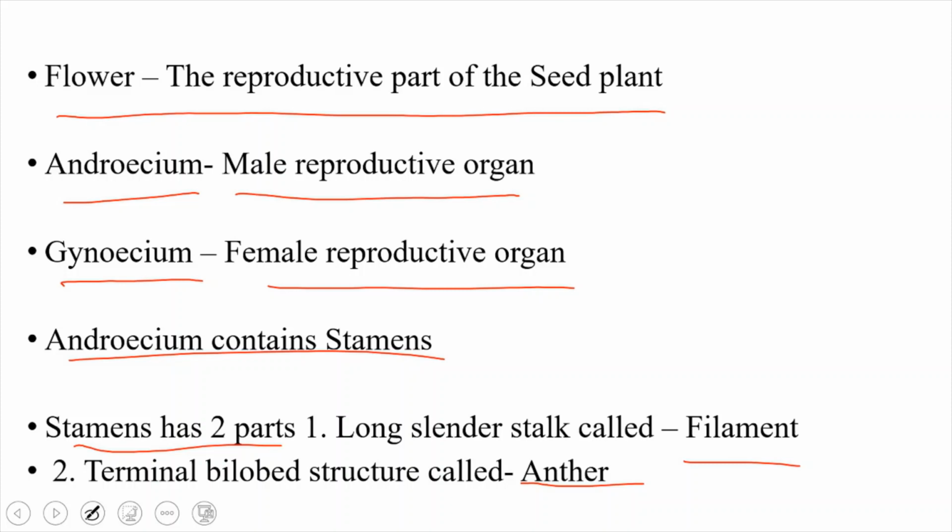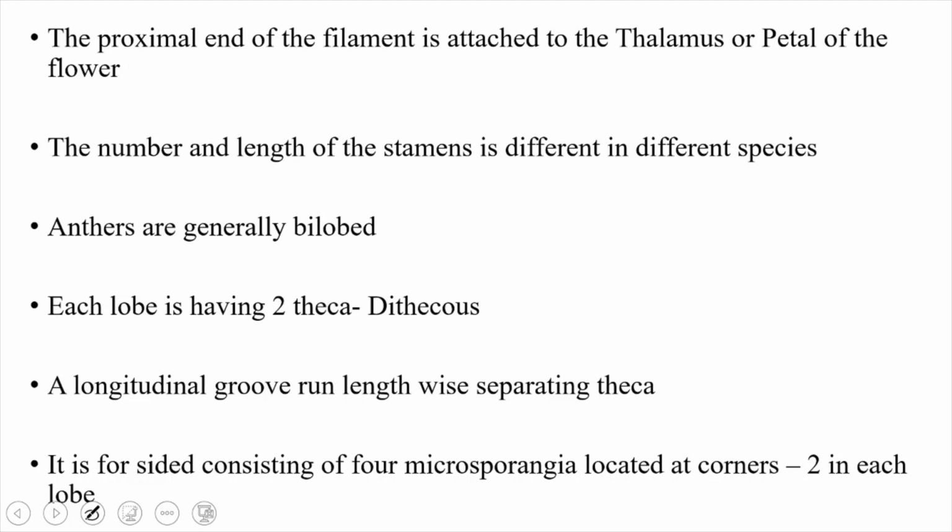Androecium contains stamens. A stamen contains two parts. One is the filament, which is considered the long slender stalk, and the second part of the stamen is the anther, which is a terminal structure, and it is bilobed. The proximal end of the filament is attached to the thalamus or petal of the flower. The number of stamens and the length of the stamens are different in different species.